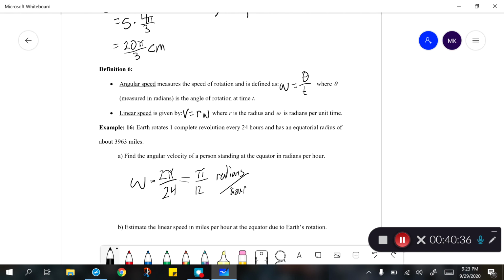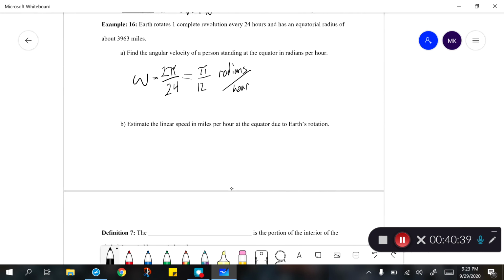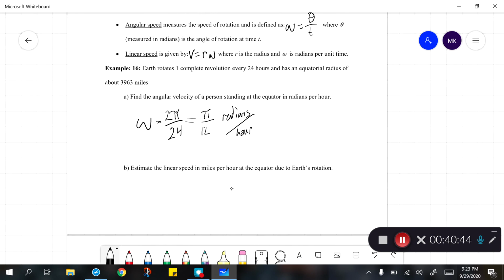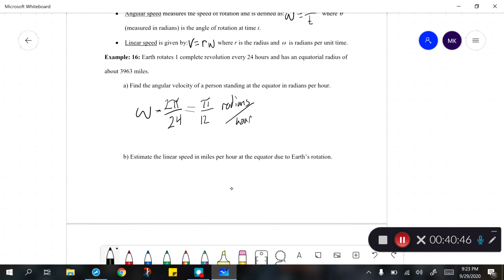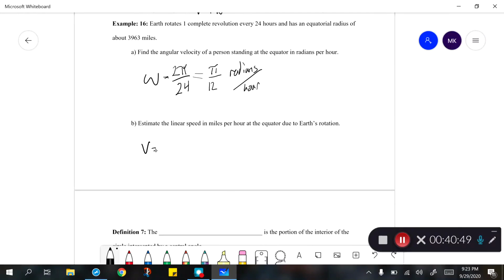Okay, not too bad. Now, estimate the linear speed in miles per hour at the equator due to Earth's rotation. Well, that linear speed or velocity is r, the radius, times this w. So here, that is equal to r times w, which is 3,963 times pi over 12. Okay, which now if you get out your calculators, that is approximately 1,037.51 miles per hour. That's pretty fast.